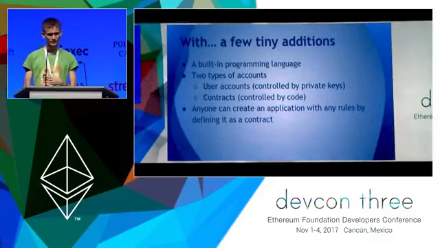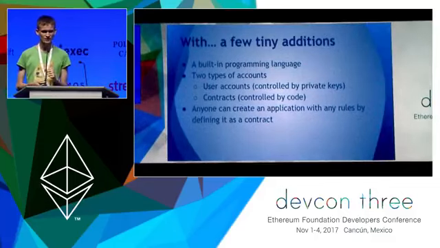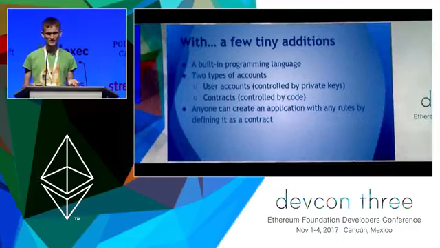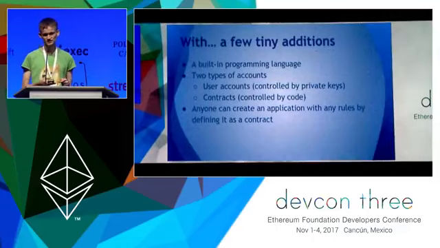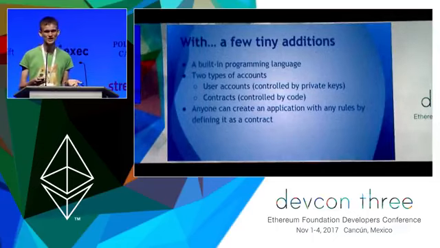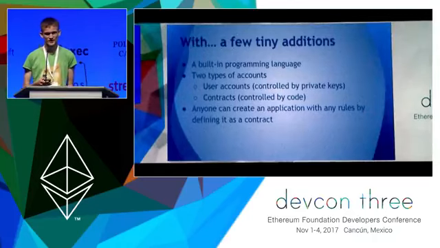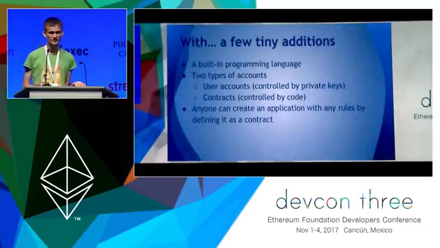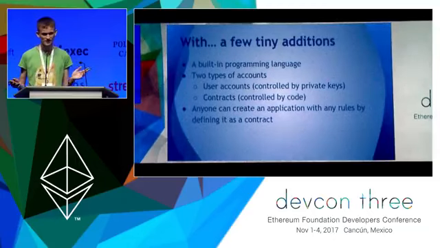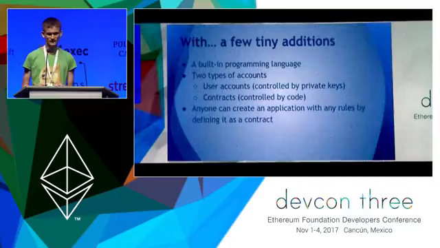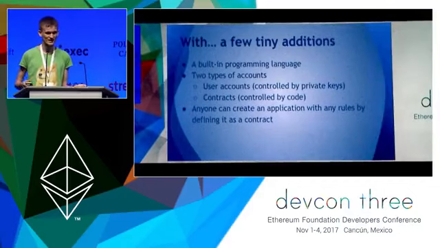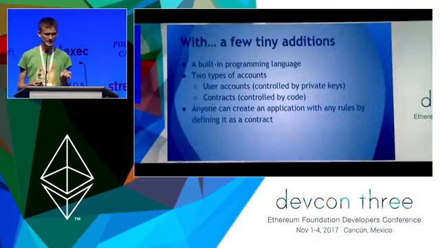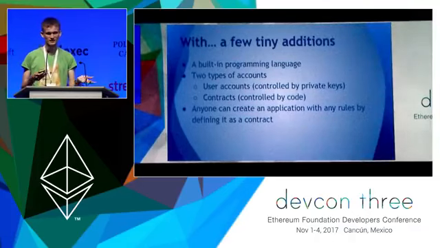Now, of course, these contracts can be used for many more things than just controlling digital assets. They can be used to represent the business logic of basically arbitrarily complex on-blockchain applications. So this includes things like ENS, the Ethereum Name System. This could be used to keep track of some kind of on-blockchain voting scheme. This could be used to keep track of various on-chain issuer-backed assets, and just lots of different use cases. So anyone can create an application with any rules, basically just by defining it as a contract.